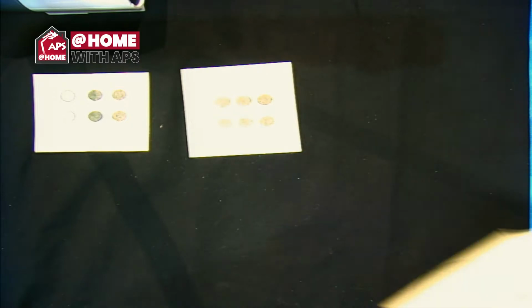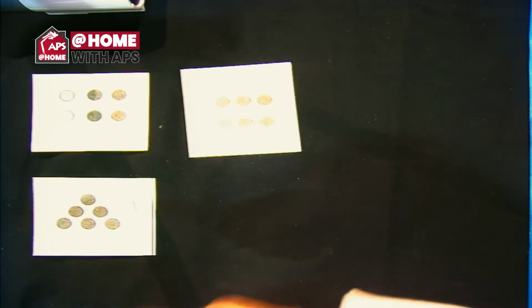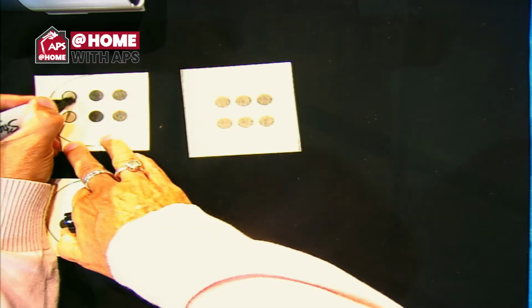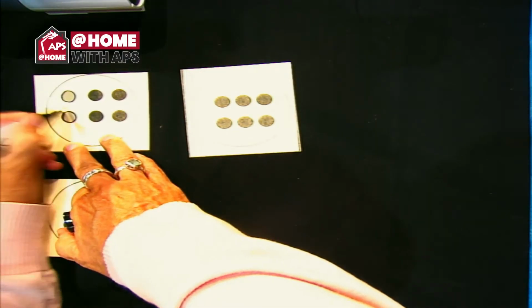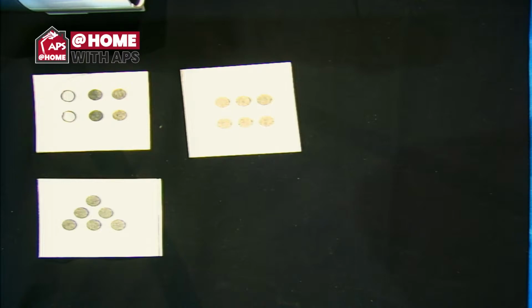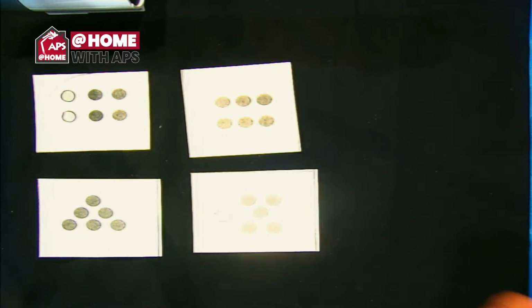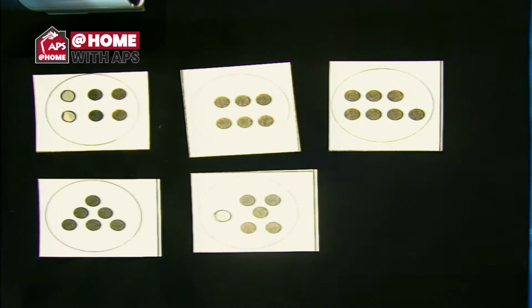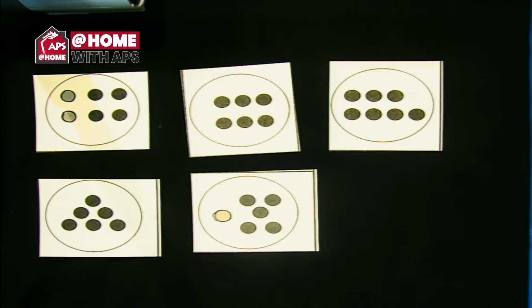I think we have time to try a couple more. So I'll put these out here for you to be thinking about. I'm going to circle my light patterns. What do you see? Which one doesn't belong? What do we know about these?